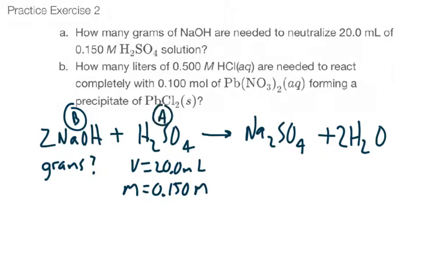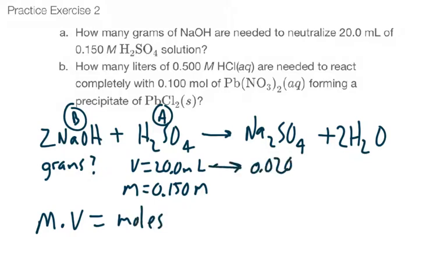We want to change this because remember, in stoichiometry, we want to change it to moles. So molarity times volume in liters gives you moles. Remember, we got to divide this by 1,000. Cannot forget to change this to liters. So when we do that, we're going to get moles. Okay? So let's do this.